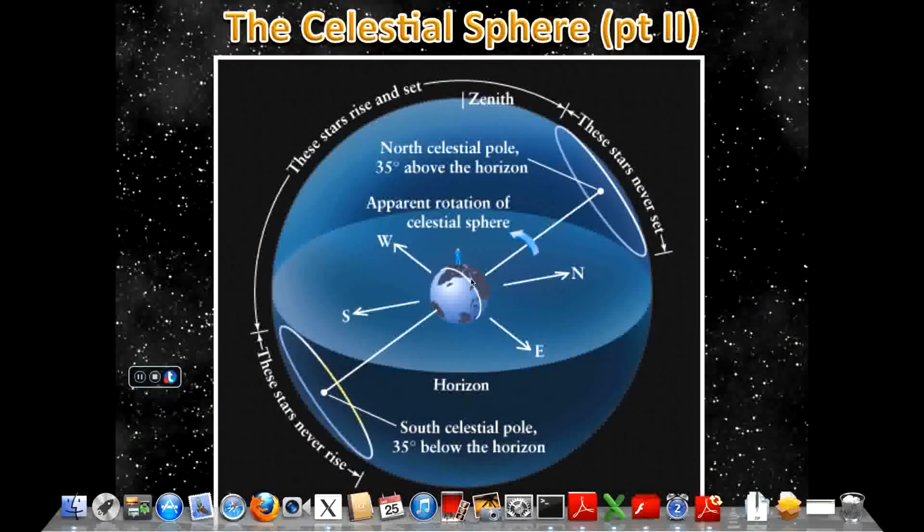Now here we have another representation of this, this time it's tipped on its side. Here we have a man standing in North Africa, not to scale. Here's the Earth's equator, here's the North Pole and the South Pole. The extension gives us the North Celestial Pole and the South Celestial Pole. And here we have the celestial sphere where all the stars are.